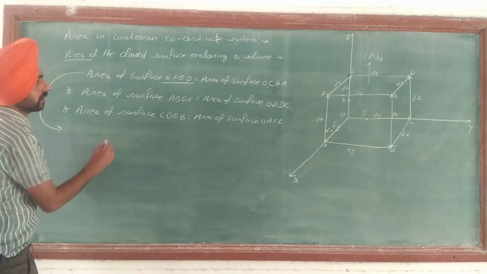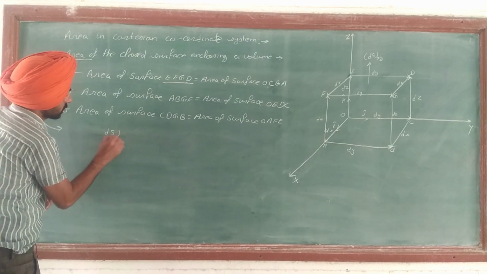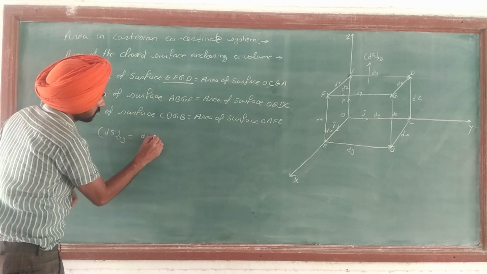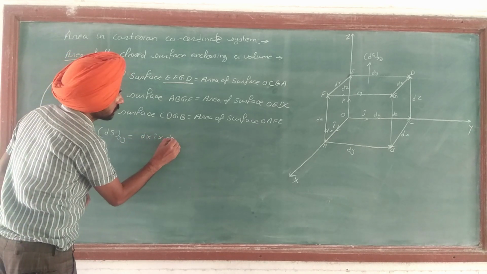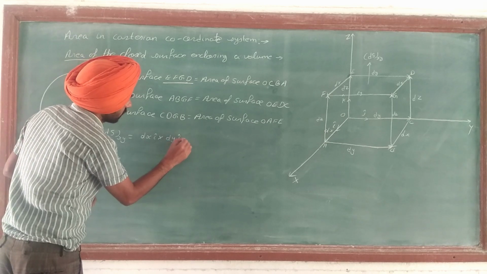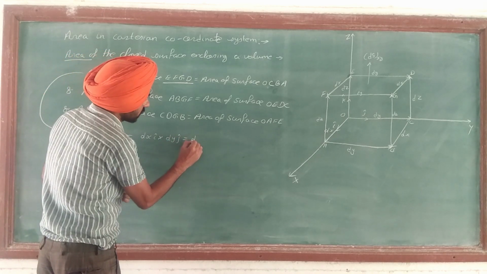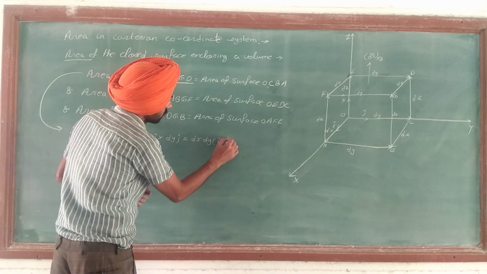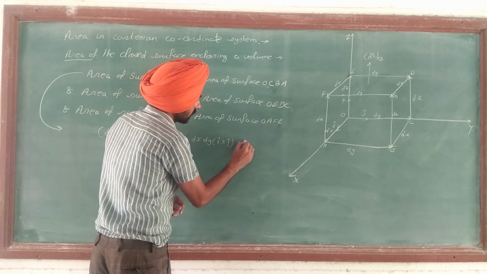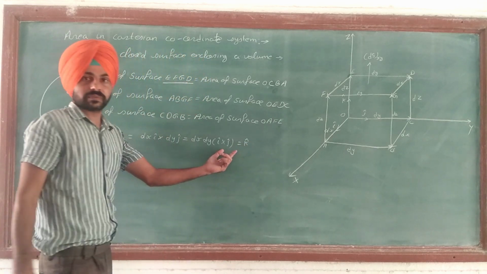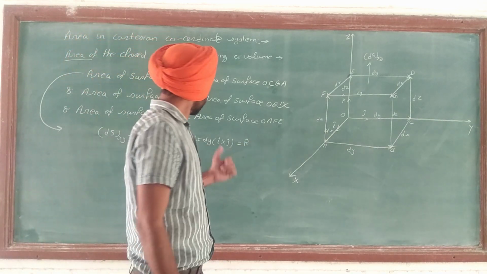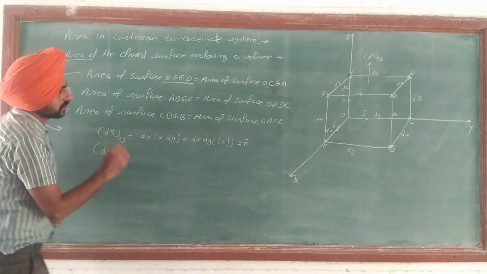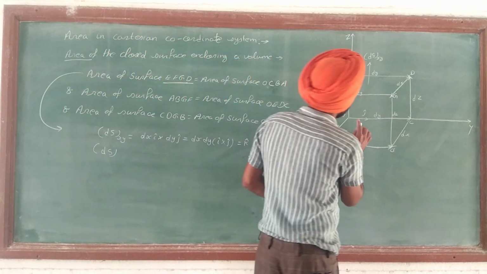So this area ds is dx i cap cross dy j cap. So it's better to write it as dx into dy, i cross j. So i cross j is k cap. You can see the previous lecture on vector product. And then the area vector ds of this face.